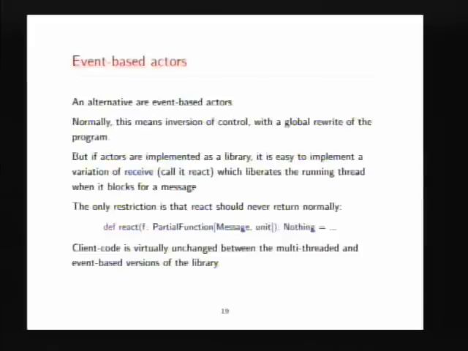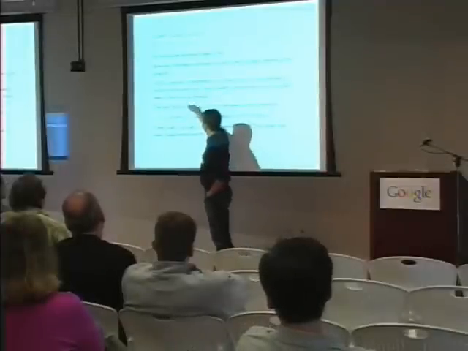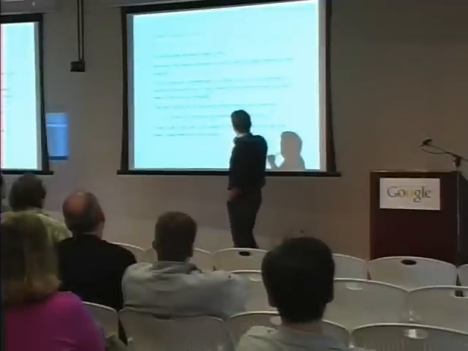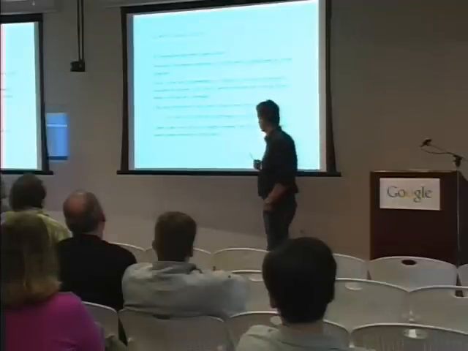So if threads are too expensive, you do event-based programming. And normally that means inversion of control, which means you have to completely rewrite your program, turn it inside out. That's not good. But if we actually implement actors the way we do in the library, it's quite easy to implement a variation of receive, which we call react, which liberates the running thread when it blocks for a message.